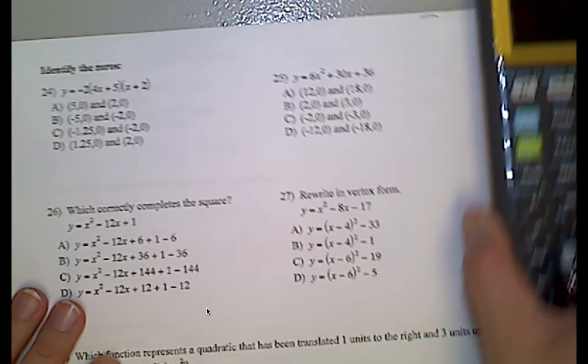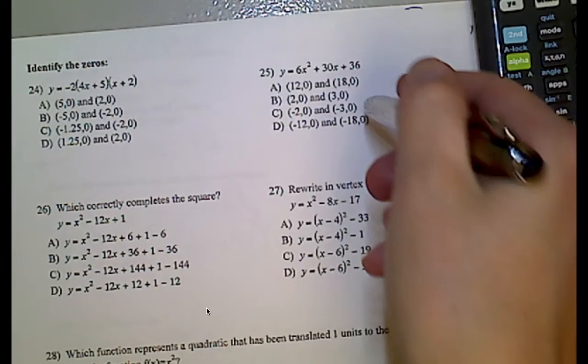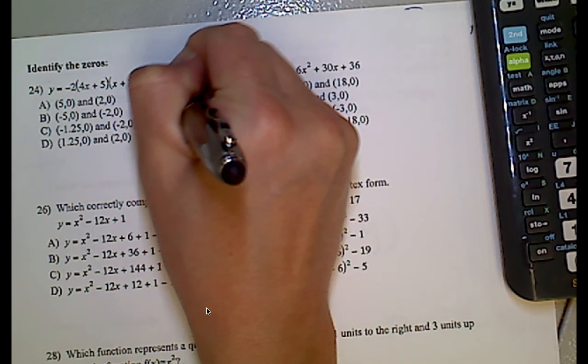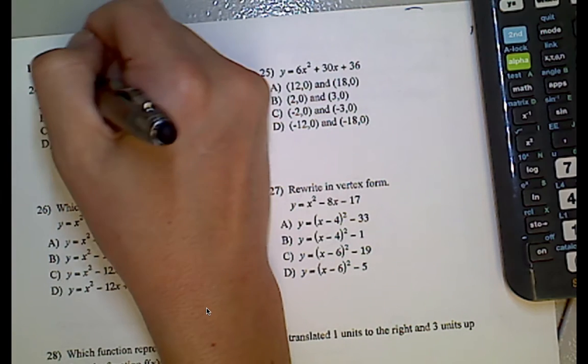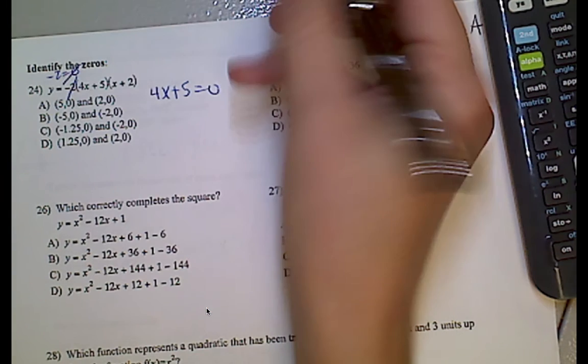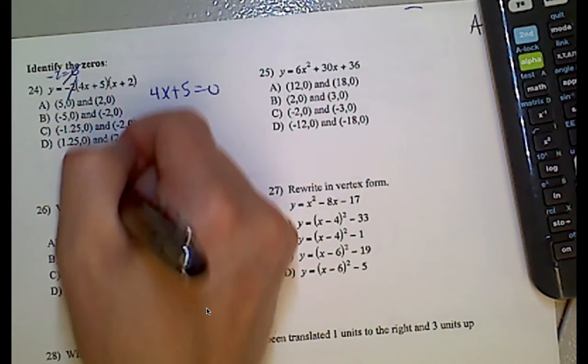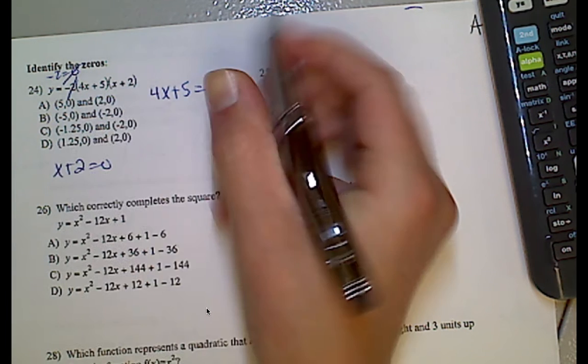Alright, last page, and we're so close to being done. If you're going to do this one way, I'll do it one way on this one and one way on the other one. You would set each factor equal to 0. So not that one, because if negative 2 equals 0, nothing happens. So I'm going to set that equal to 0 and set x plus 2 equal to 0.